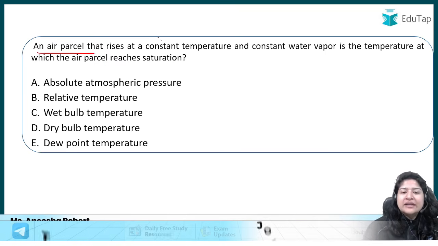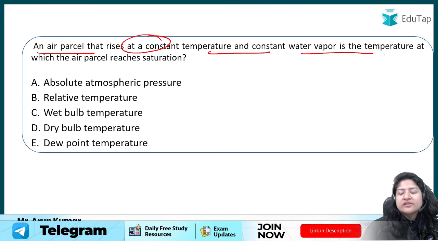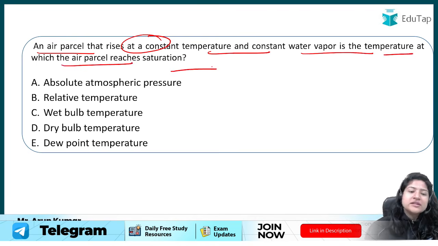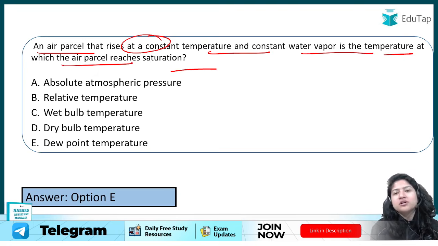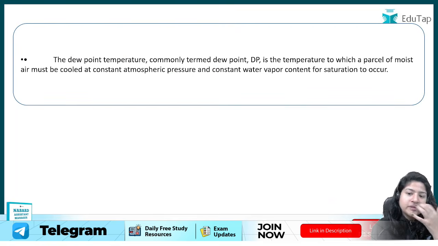An air parcel that rises at constant temperature and constant water vapor, until the air parcel reaches saturation, ठीक है. तो ये आपका आंसर है ऑप्शन नंबर ई, ड्यू पॉइंट टेम्परेचर. दिस बिलोंग्स टू योर एग्रोमेट्योरोलॉजी टॉपिक, ठीक है.